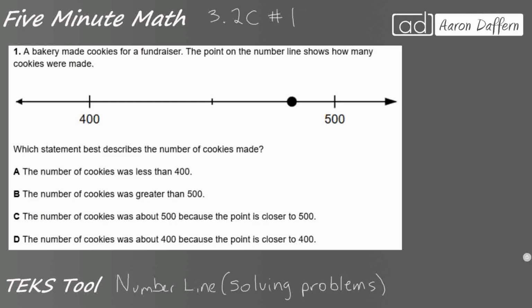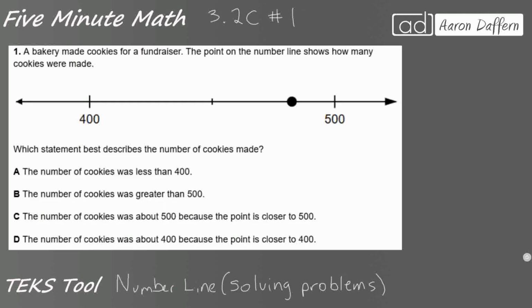All right, so we've got a bakery making cookies. We've got a point on a number line. Now, this point is not labeled. All we know is that it is between 400 and 500. So, what statement can we make about this?